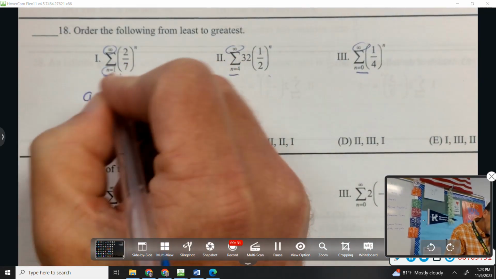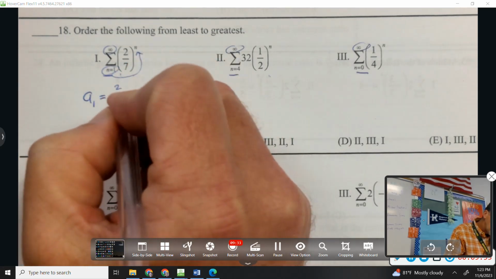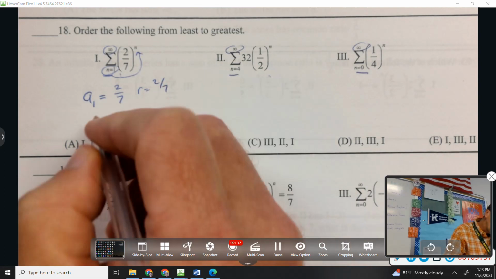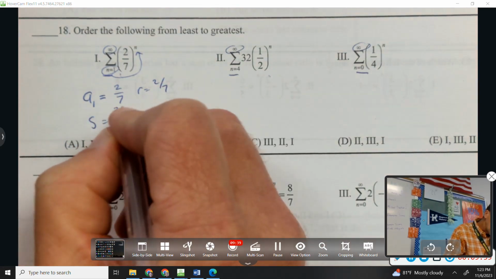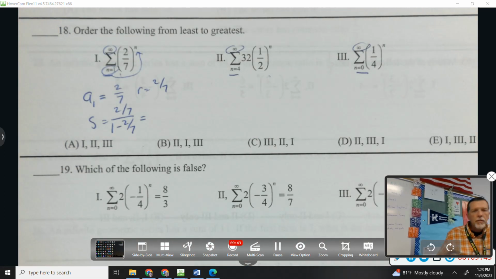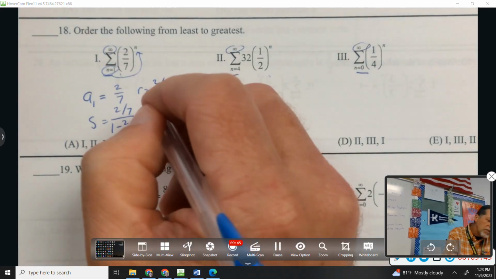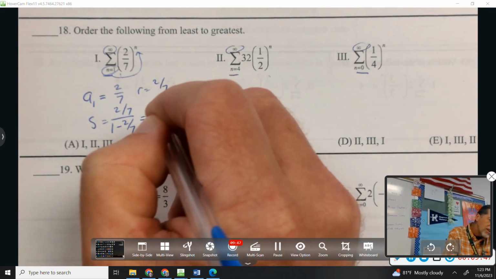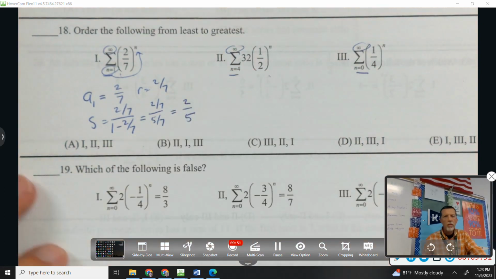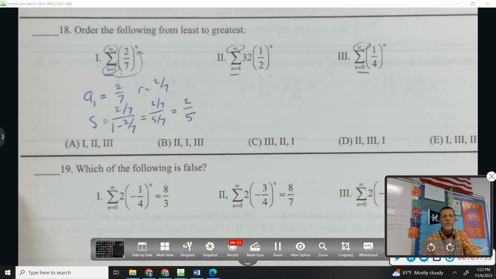First term will be 2/7, and r is 2/7. So 2/7 over 1 minus 2/7, which is 2/7 over 5/7. That would be 2/5. Keep it, change it, flip it if you need to, or multiply top and bottom by 7 if you want to.